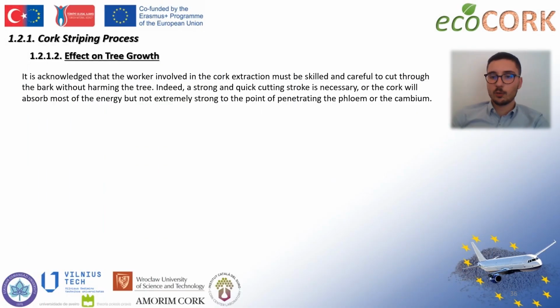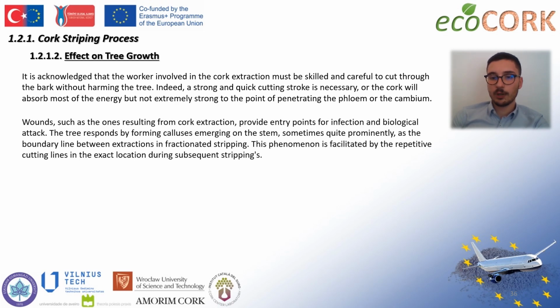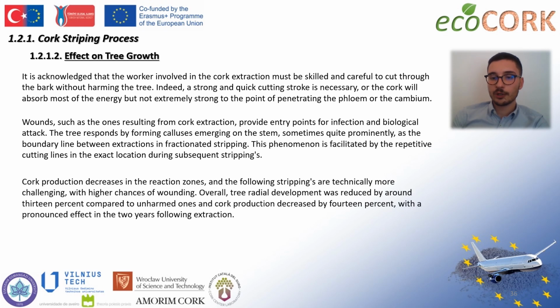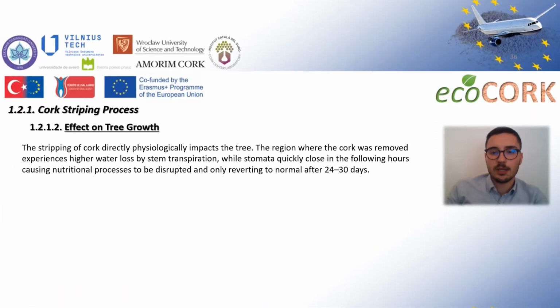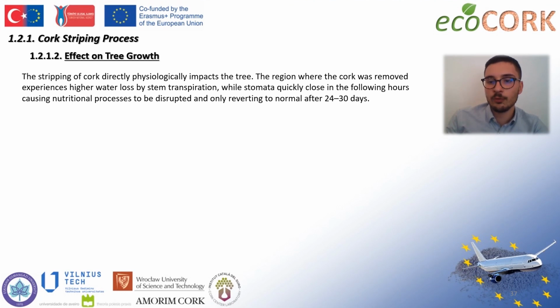If the cut isn't strong and quick, the cork will absorb most of the energy. However, the cut shouldn't be so strong that it goes through the phloem or cambium. Wounds, like the ones that happen when you take out a cork, are entry points for diseases and biological attacks. In fractionated stripping, the tree responds by making calluses on the stem that sometimes stick out quite a bit. These calluses mark the line between extractions. Cork production goes down in the reaction zones, and the next strippings are harder to do and have a higher chance of hurting someone. The tree's health is directly affected by the removal of cork.